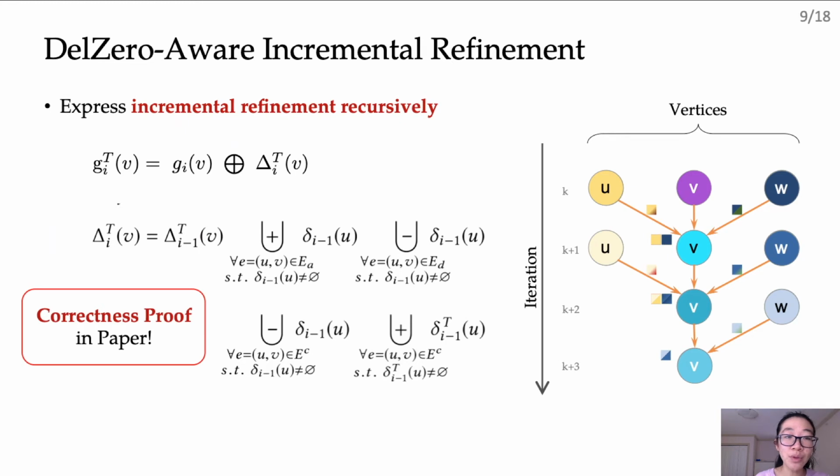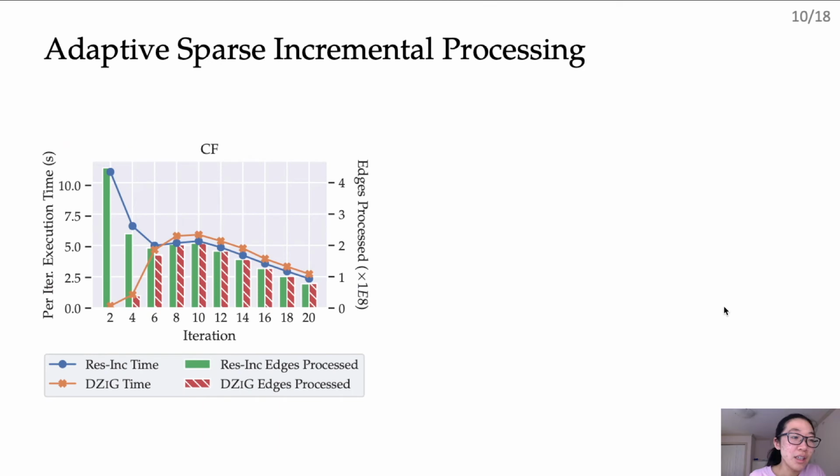We have a formal proof of correctness, showing that results computed by our Delzero-aware incremental refinement will always be consistent with the baseline BSP execution that starts from scratch. I won't be going through this proof here, but do check out our paper if you are interested. Our Delzero-aware incremental processing retains high performance across all the iterations, even when computations become sparse. So as we can see here now, the time taken in each iteration and the number of edges processed is similar to the baseline BSP execution in the later iterations.